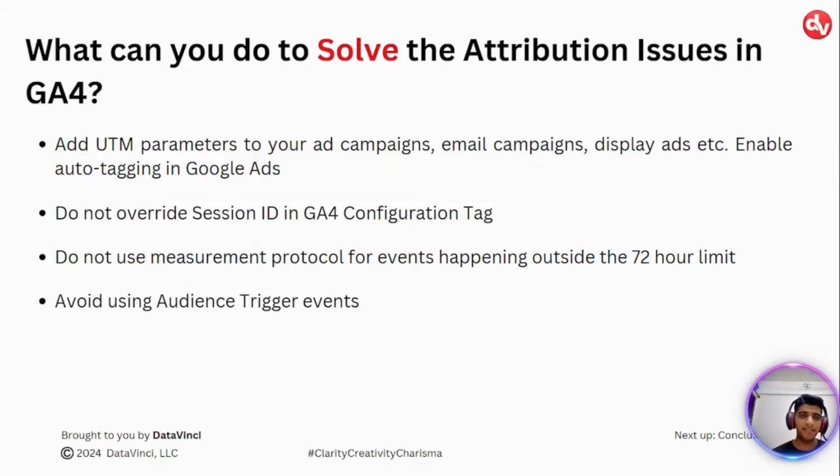Fourth, this is one of the key things about audiences: you are now able to create triggers, or trigger events, based on audiences. So whenever somebody enters this audience, an event is triggered. Although this is a useful feature, we would avoid using it because we've seen that this has led to an increase in the unassigned traffic in GA4.